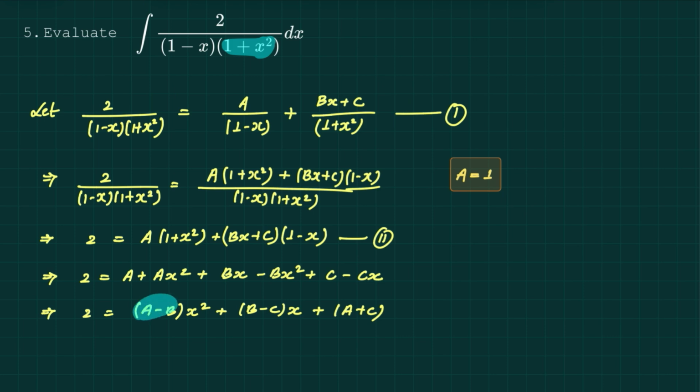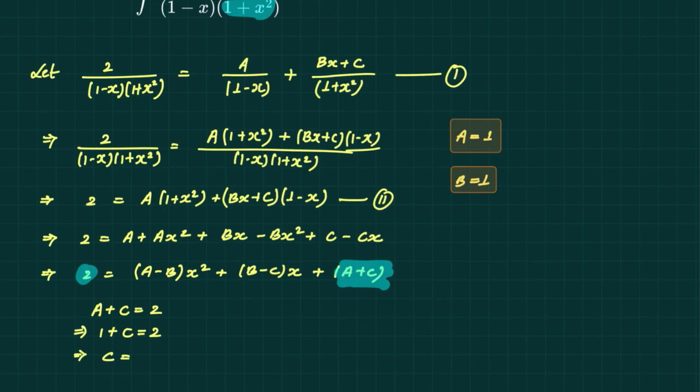So the coefficient of x square is a minus b here, and on the left hand side there is 0. So therefore a minus b equals 0, and since the value of a is 1, the value of b is also equal to 1. Now to find the value of c, let us compare the constant term, that is a plus c, and here the constant is 2. So a plus c equals 2, and since the value of a is 1, therefore the value of c is also equal to 1.